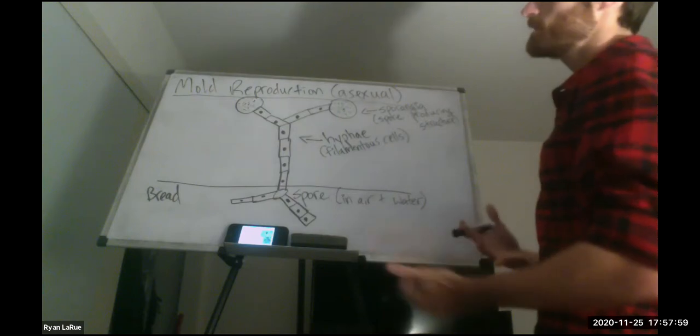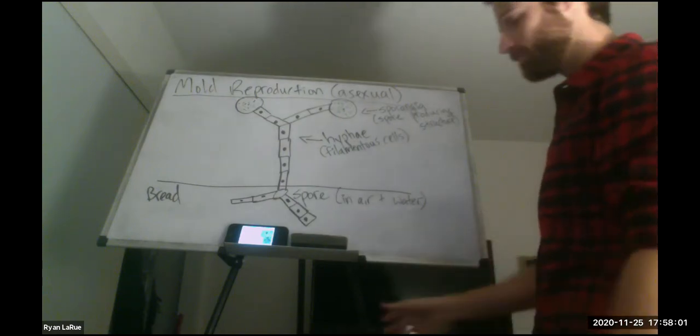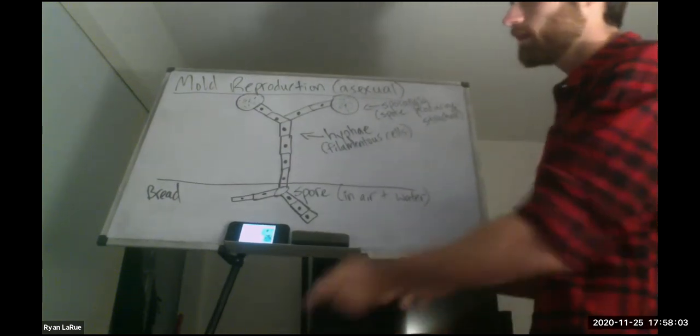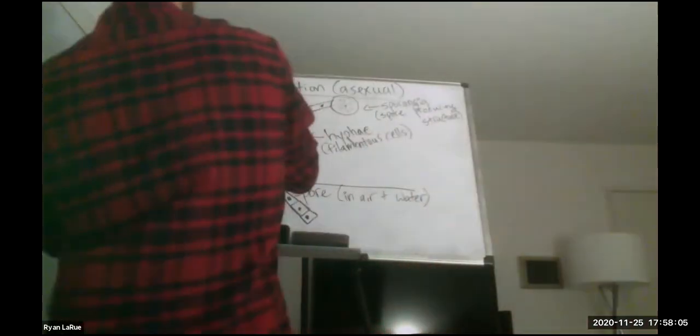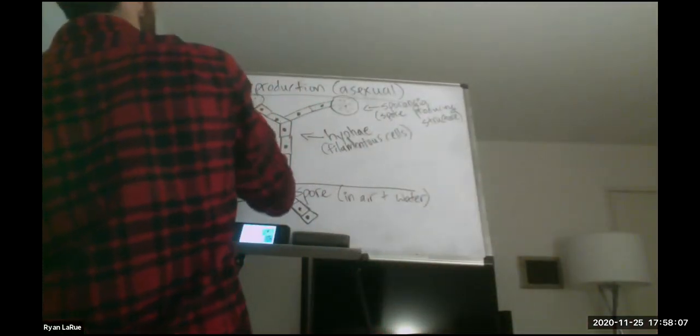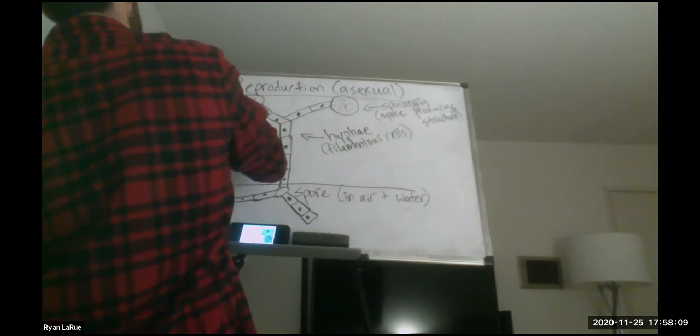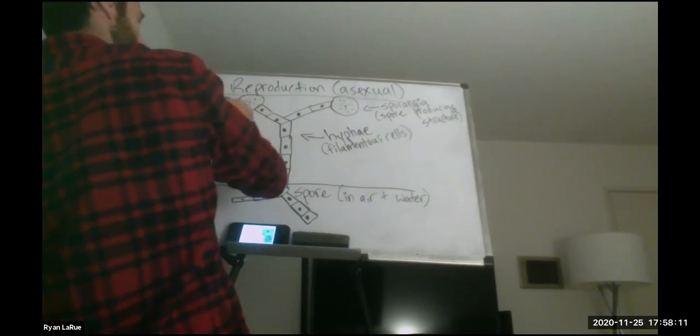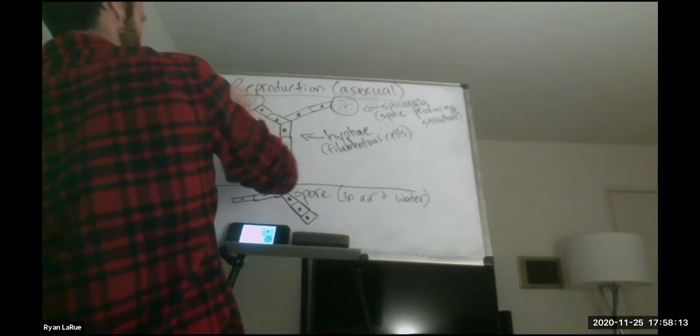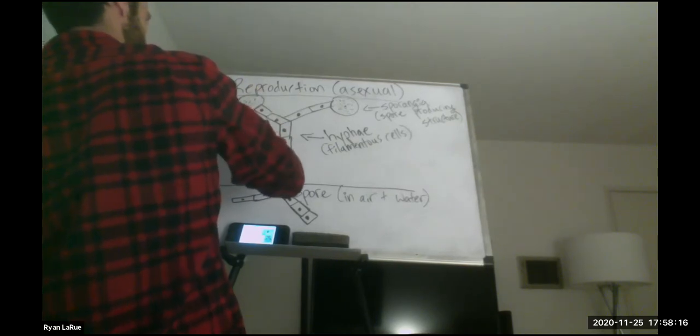And so the reason that this is an asexual reproductive process is because these spores are produced mitotically, by mitosis.